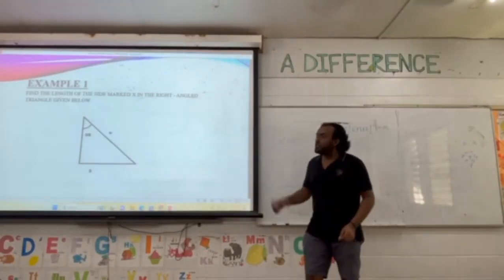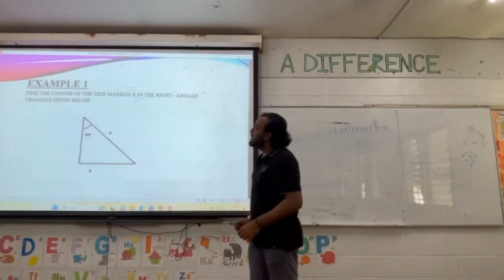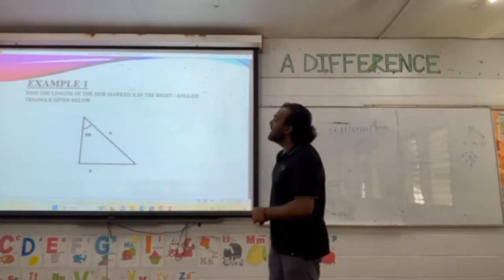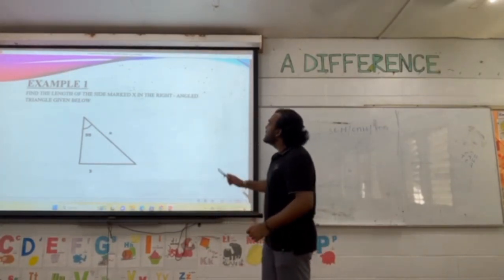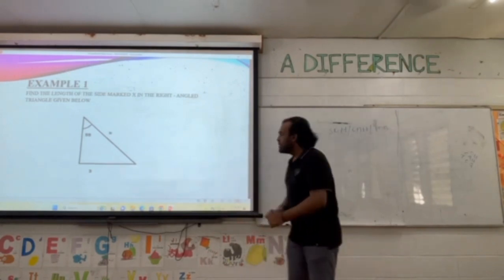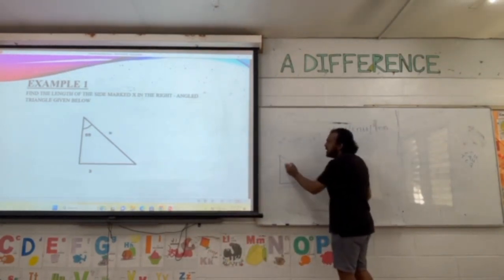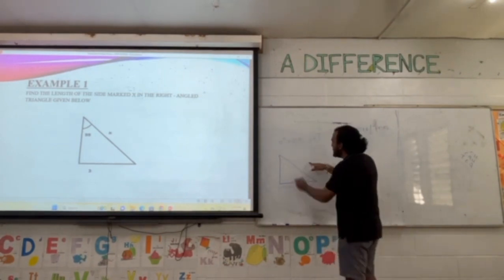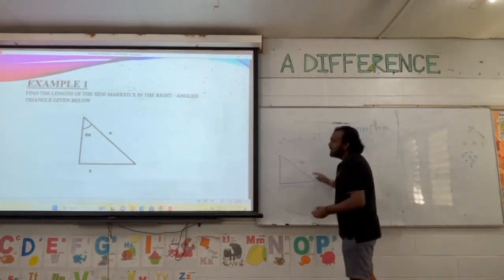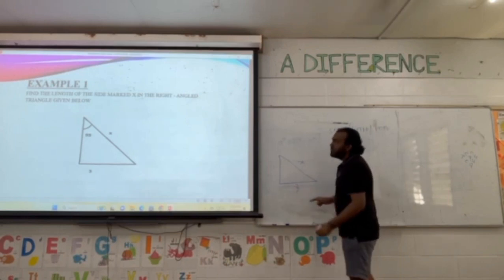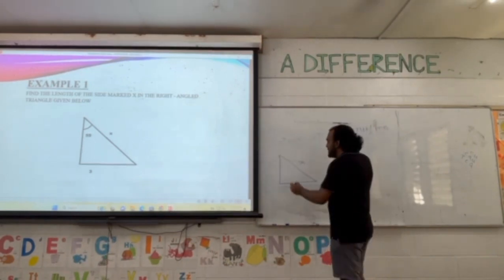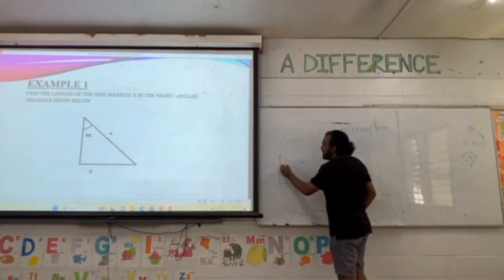So now we will move to example 1. The example says: find the length of the side marked x in the right angle triangle given below. We have a right angle triangle here, and we are given the information that x is what we have to find, the side is 3, and we have been given the theta value, which is 55 degrees.